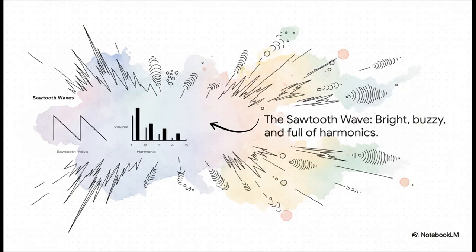But what if we want something with a bit more oomph? Well, then we can grab a sawtooth wave. Now this is a much richer starting point. It's bright, it's buzzy, and it contains that fundamental note plus all the related harmonics. This gives us way more to play with when we start sculpting.